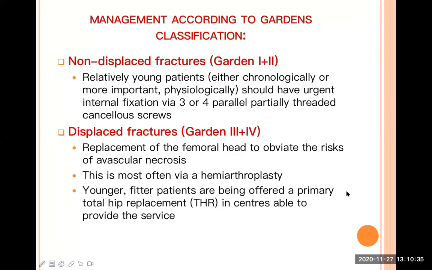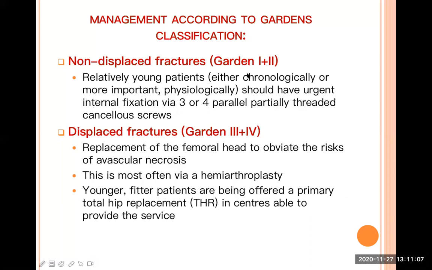Now, let's move further. We are coming towards the end of this discussion. Management according to the Garden classification now. What are you going to do according to that Garden classification? Remember, the Garden classification has 4 different types. So Garden 1 and 2 and Garden 3 and 4 have different types of management. This is just management according to those classifications. We are listing it here.